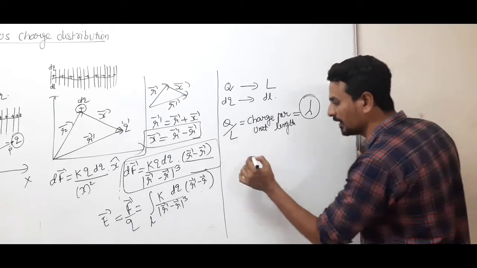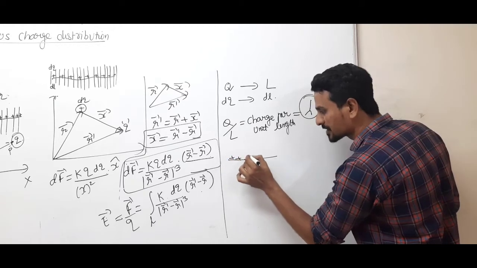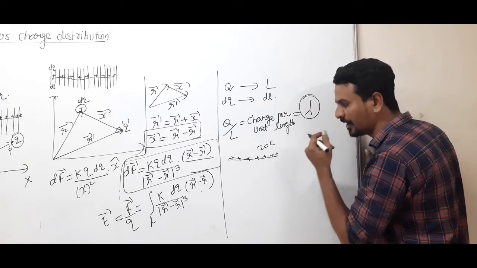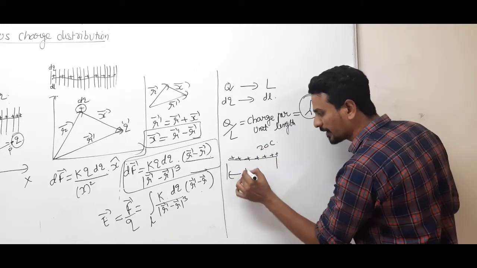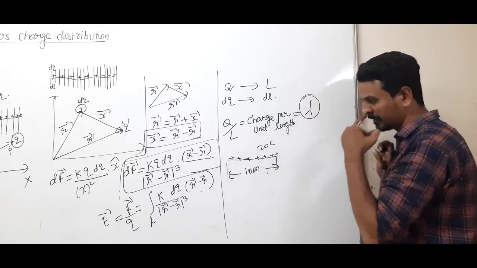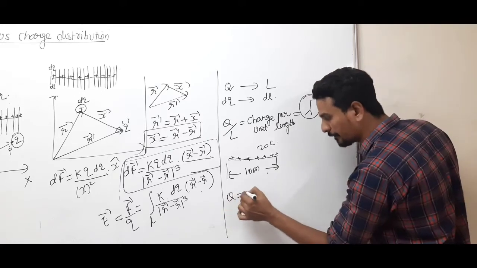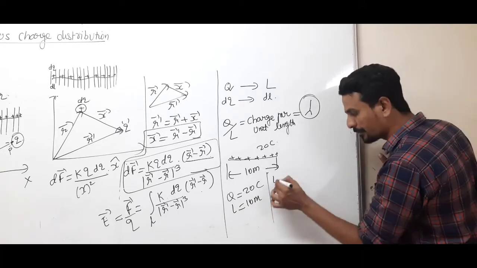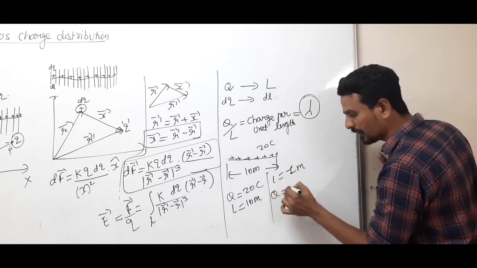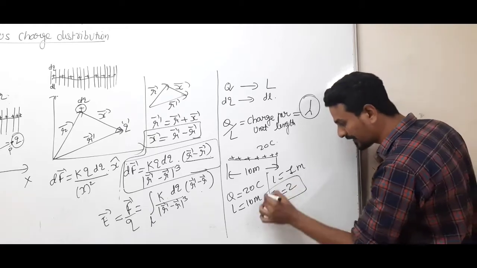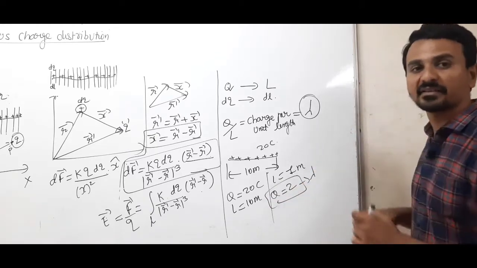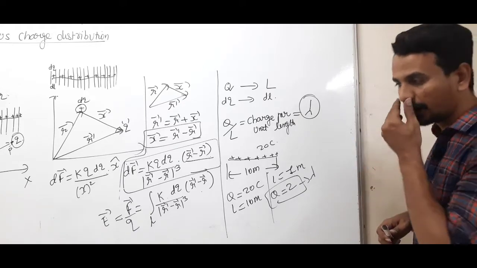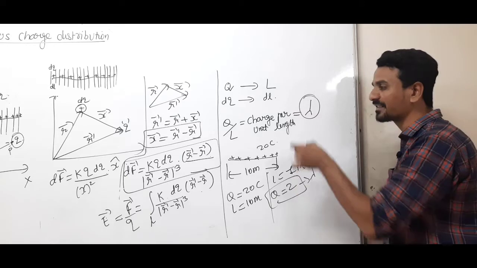Suppose if I am saying that a charge of say 20 coulomb is there for a 10 meter length. So total charge is 20 coulomb, total length is 10 meter, but for 1 meter the charge will be 2 coulomb. So this 2 coulomb is known as lambda. So lambda represents that charge which is per meter length. Clear? In 1 meter, what will be the charge? That is represented by lambda.